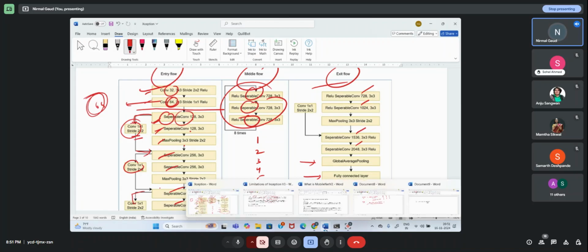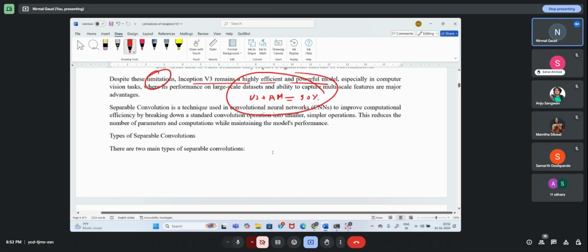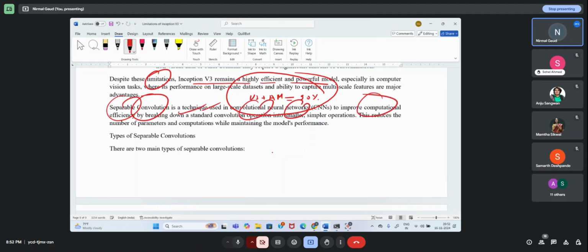Now, sir, can you please elaborate more about this separable convolution, because in the entire Xception you have used this separable convolution only. We understood that you are separating the channels and applying the kernel to every channel. Anyways, this is a technique used in convolution to improve computational efficiency, and we are going to break the convolution operation into smaller, simple operations.